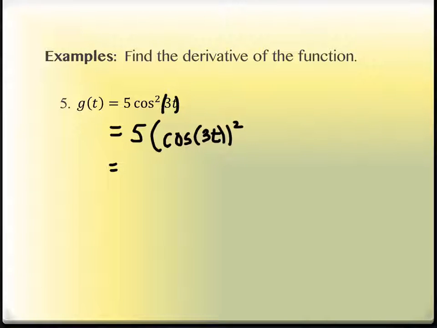So here's the catch. 3t is an inside function, but so is the cosine of 3t.